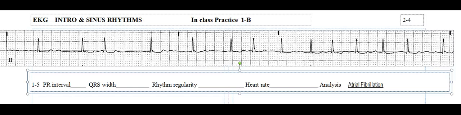Okay, turn over your in-class practice sheet to 1-B. We're on page 2-4 of your packet. Okay, the top strip, we see immediately that this is a very irregular strip.